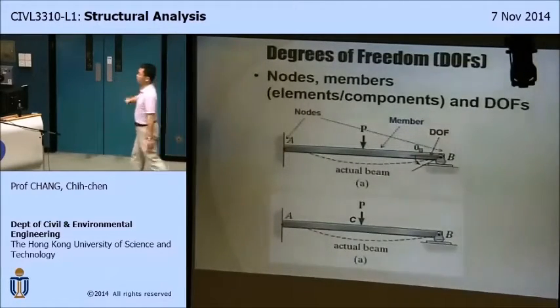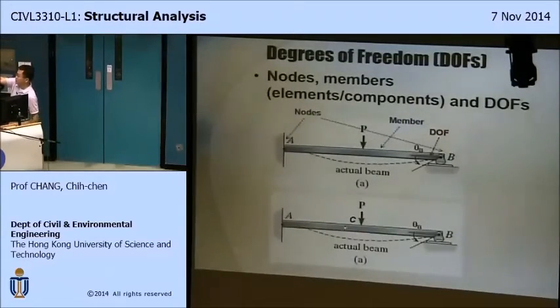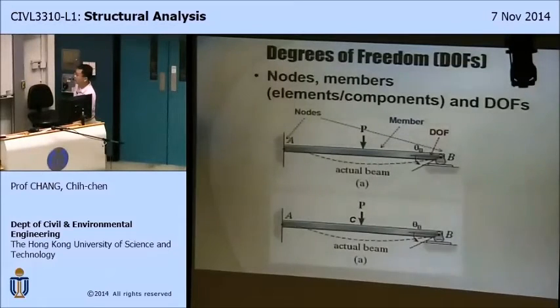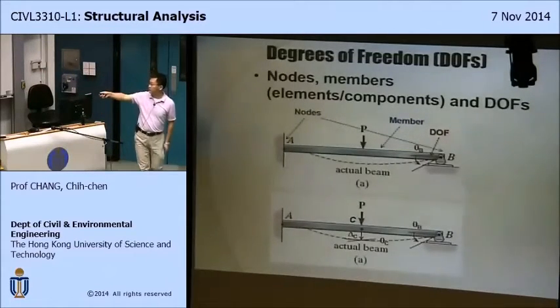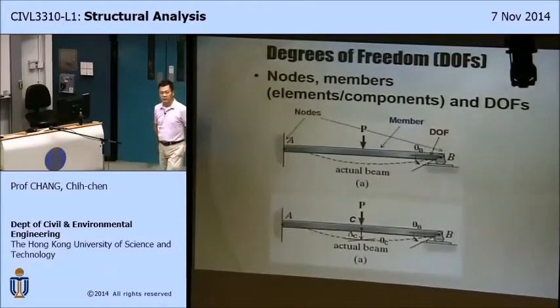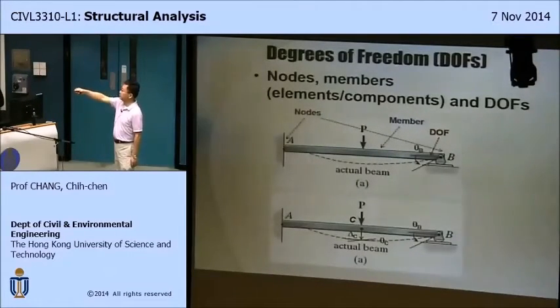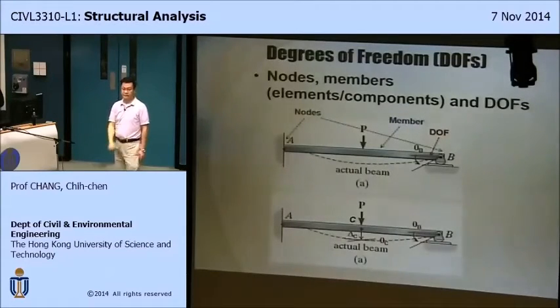So that's when you define one member. If you define two members, this is one member, this is another member, then your degrees of freedom are the rotation angle at B, as well as the displacement at C and the rotation angle at C. So you can see that for the same structure, defined differently, you get a different number of degrees of freedom. This is 1 degree of freedom, and this is 3 degrees of freedom.